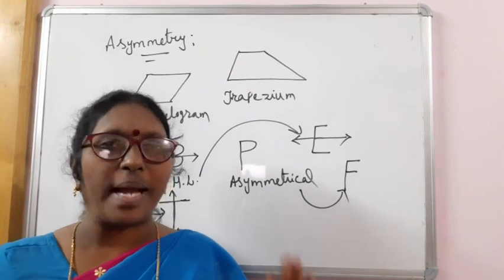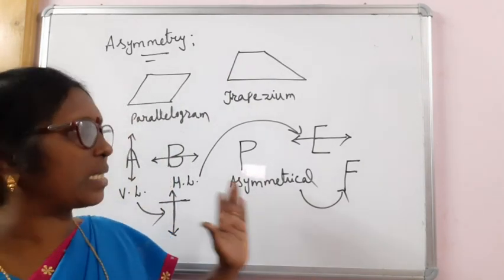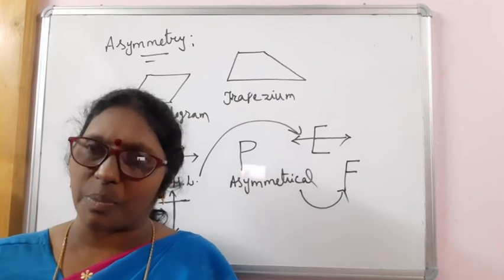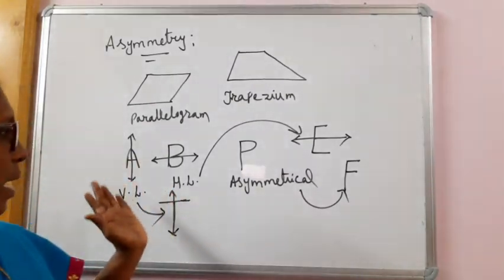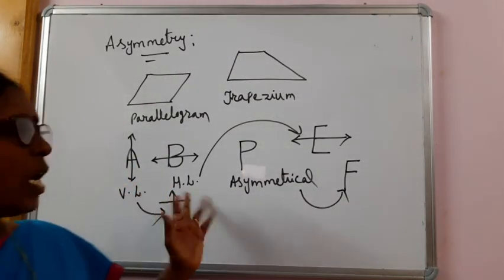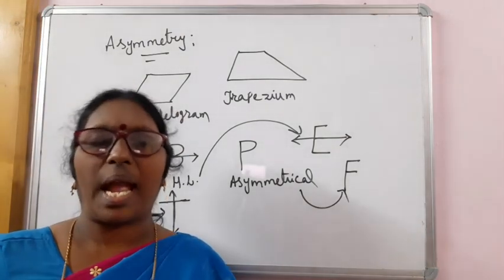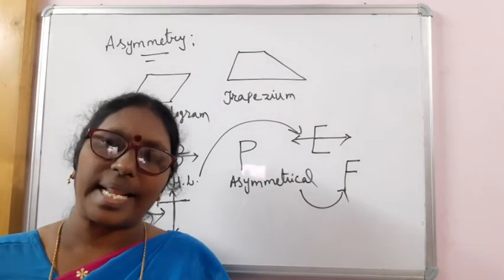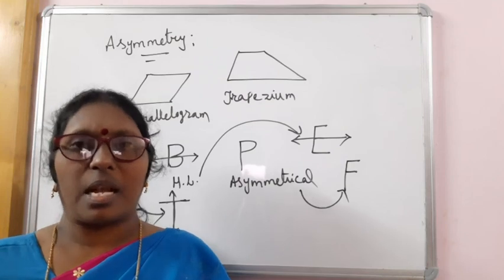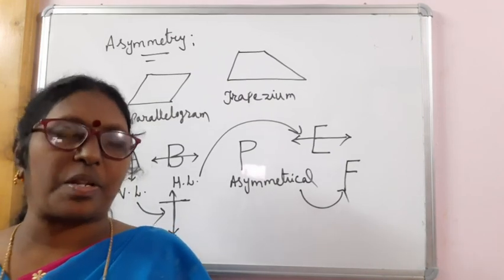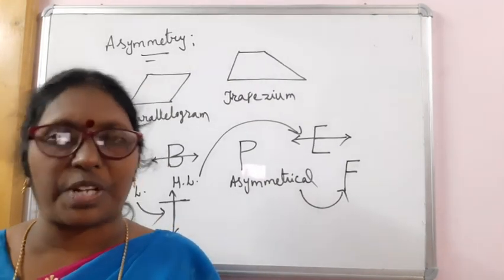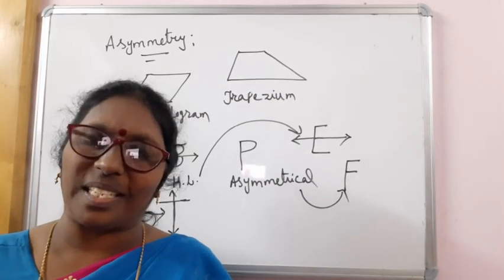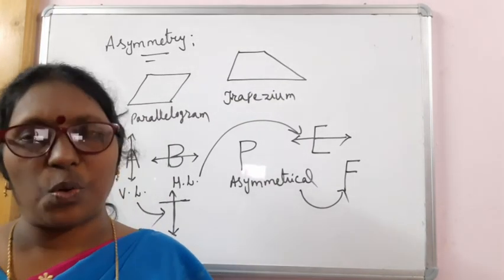I hope by now you understood what is symmetry, what are the lines of symmetry, and what are vertical line of symmetry, horizontal line of symmetry, and asymmetry. And in the next class, you are going to learn how many lines of symmetry different figures have got. I hope you understood this.